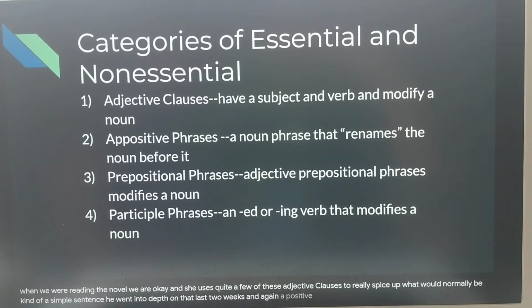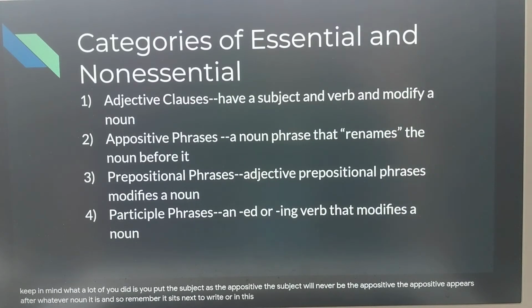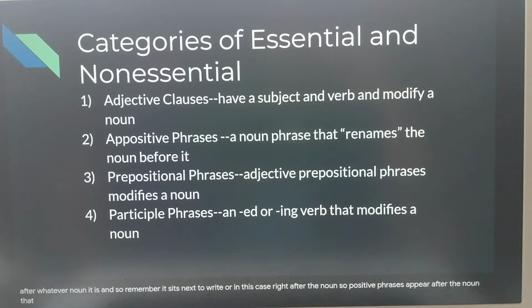And again, an appositive phrase is a noun that renames the noun before it. Keep in mind what a lot of you did is you put the subject as the appositive. The subject will never be the appositive. The appositive appears after whatever noun it is. And so remember, it sits next to, or in this case, right after the noun. So appositive phrases appear after the noun that it renames. It's different in the rest of these.